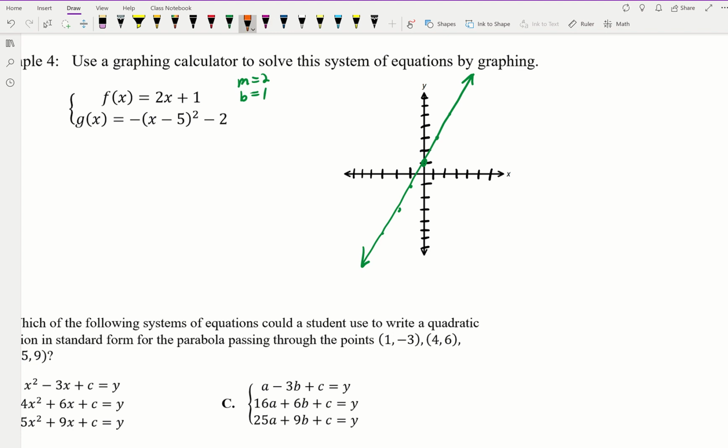If I look at the other function, it's negative, so it's reflected. The minus 5 is going to move it right 5, and then the minus 2 is going to move it down 2. Well, if I know that this is a parabola that's reflected, right 5 down 2, well, I'm going to go right 5. So 1, 2, 3, 4, 5, and I'm going to go down 2 for my vertex. Over 1, down 1 in both directions. The parabola is going to open like this. What we should see is that this line and this parabola are never going to intersect each other. So when they do not intersect, we answer no solution.